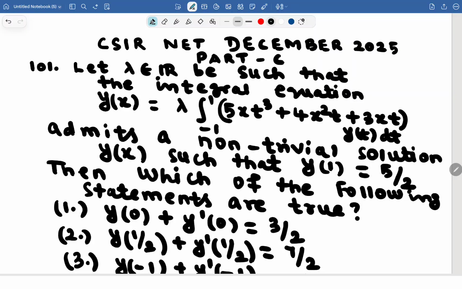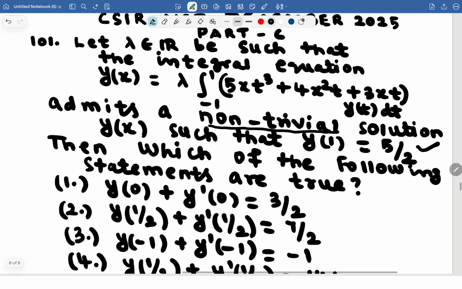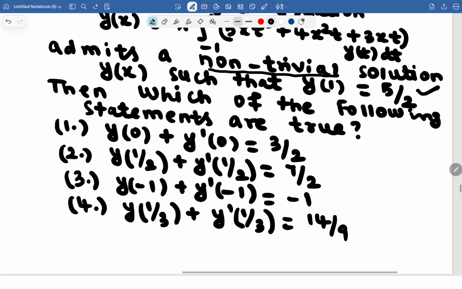It is given as: let lambda belongs to R be such that the integral equation y of x equal to lambda integral minus 1 to 1, 5x t cube plus 4x square t plus 3xt, y of t dt, admits a non-trivial solution y of x such that y of 1 must be equivalent to 5 by 2. Then which of the following statements are true?